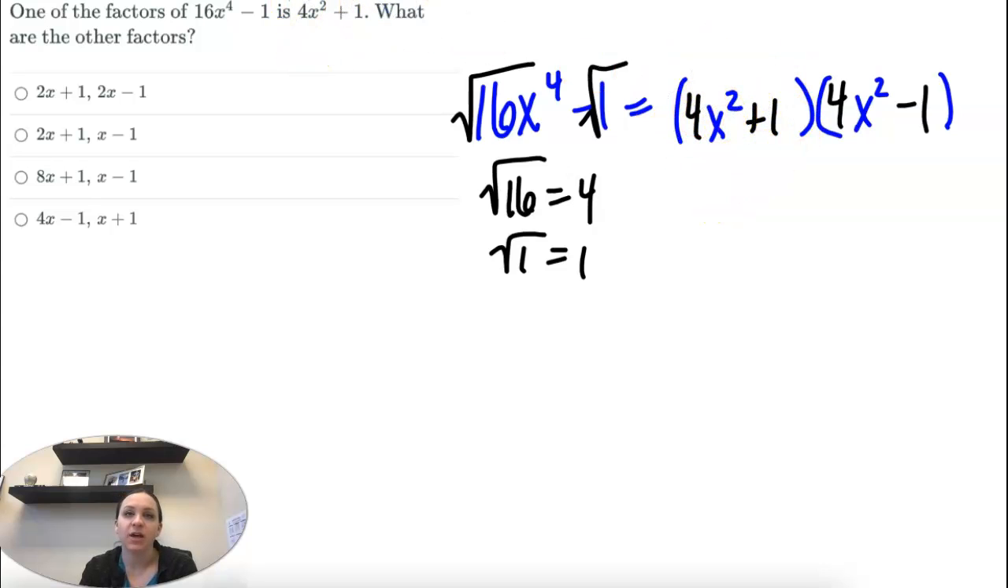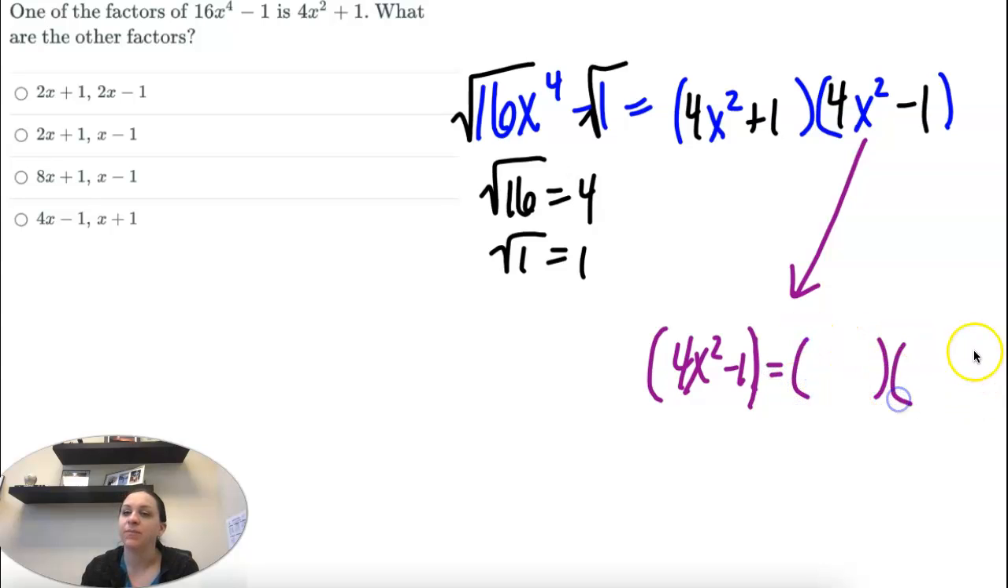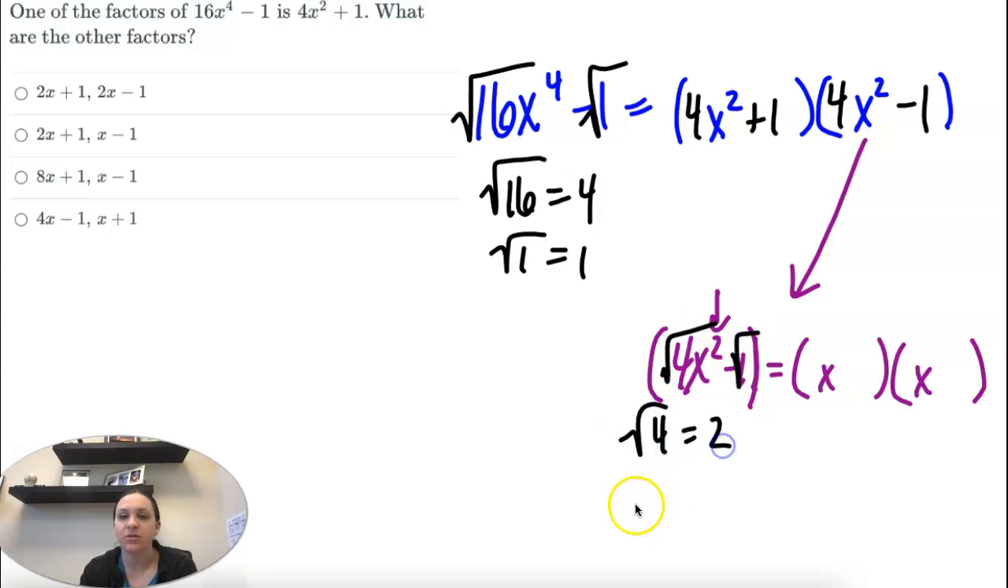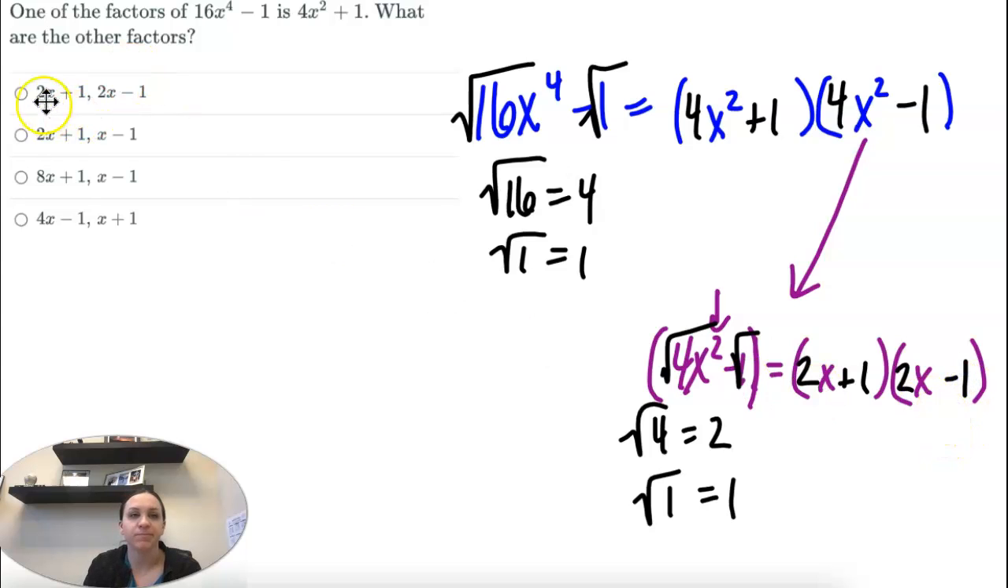So the other factor is 4x squared minus 1. And this is a difference of squares again because we're missing the x in the middle. But this time, now we have a squared here. It's just x and x. But we're going to do the same process. Square root, square root. Square root of 4 is 2. Square root of 1 is 1. So 2x plus 1, minus 1. It's right here. So that one, difference of squares twice.